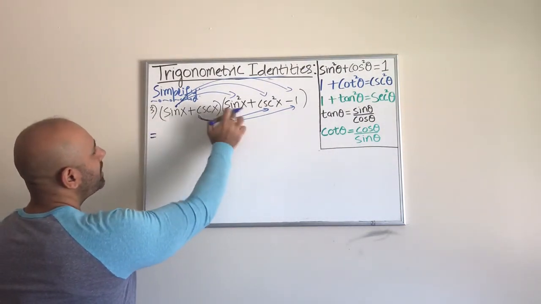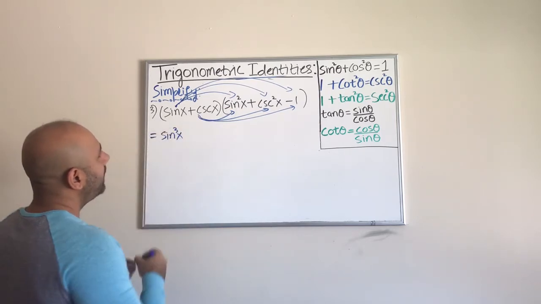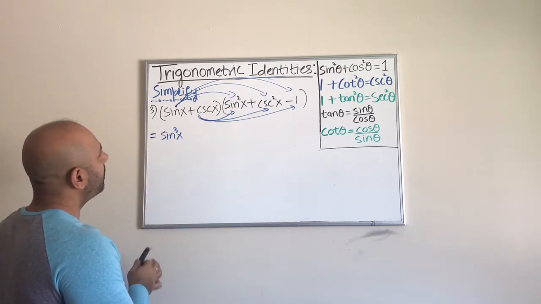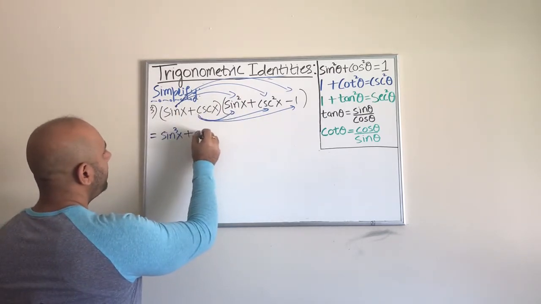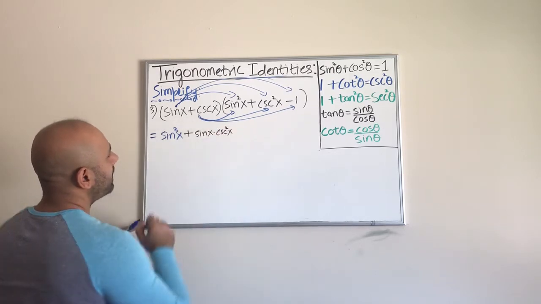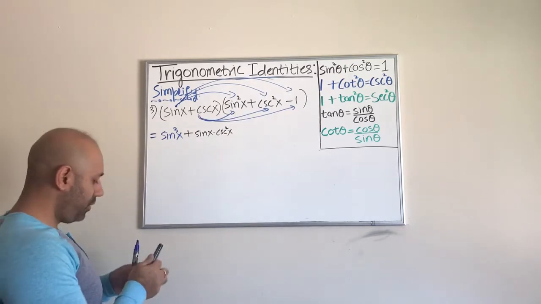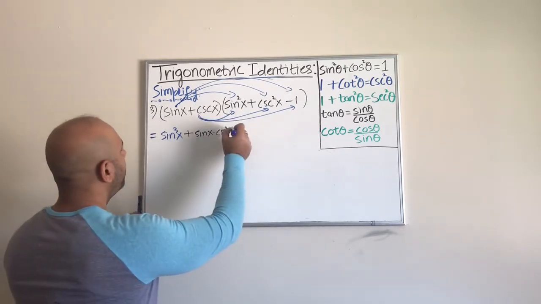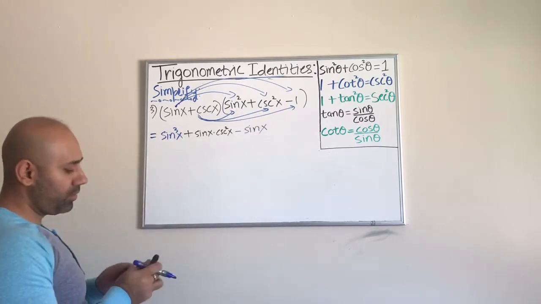Sine x times sine square x. So that will give me sine cube x, right? Then what is the next one? Then I have to multiply this by this. So I'm just going to write plus sine x times cosecant square x. That is the second term. Then third term would be sine x times negative 1, which would be negative sine x. Right? So far so good.